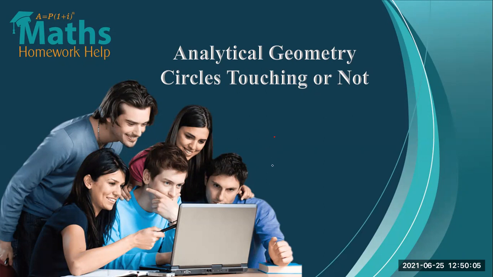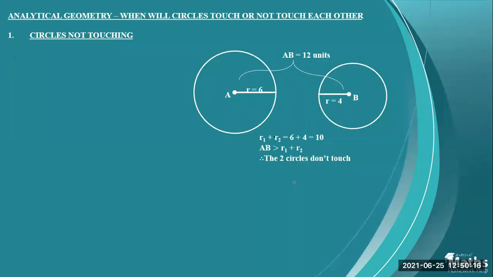It's part of analytical geometry, where we have to determine whether circles are touching each other or not touching each other, or whether they are intersecting. Now, very often in the exam, you don't have time to sit and wonder about this. So you need to understand the three different scenarios, and I suggest you take down notes.